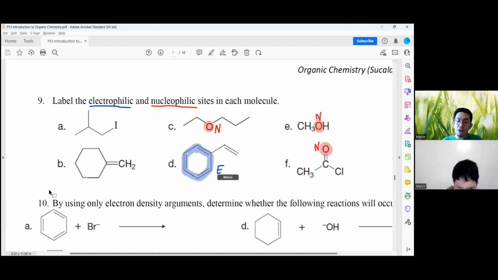Pag electrophilic, ano meaning ng electrophilic, Josh? Sila po ng electrons. They like electrons. So, ibig sabihin, electron rich, electron poor. Oh, ang mga multiple bonds. Actually, hindi lang po multiple bonds. Delocalization.